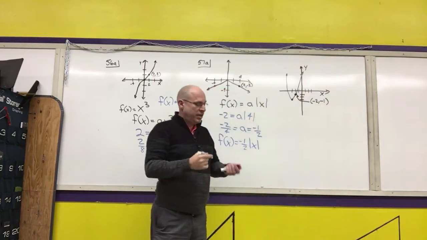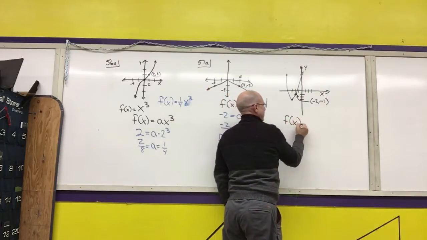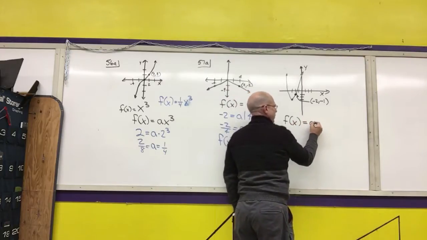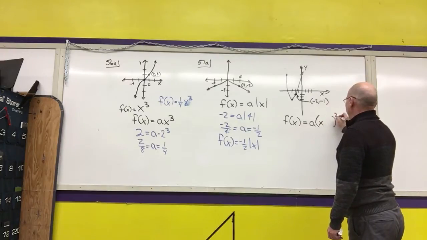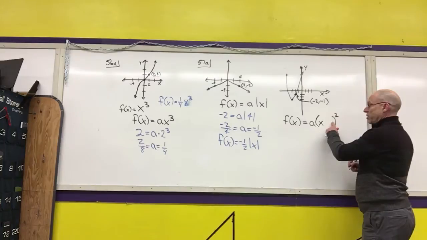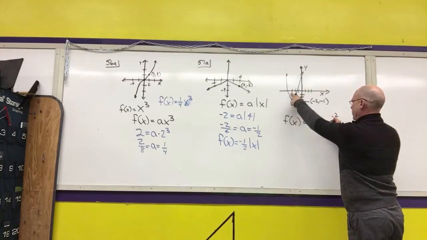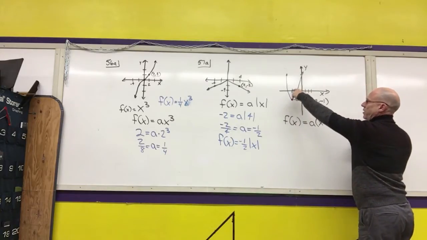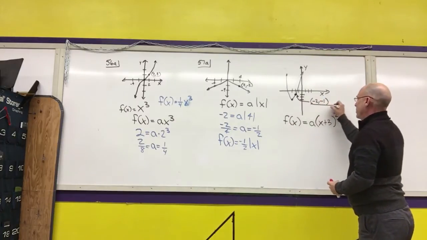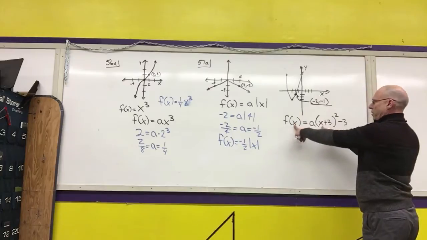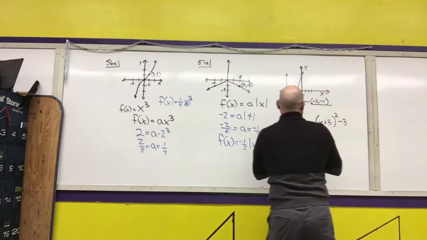So what I do is I write the generic form of my function. It's going to be f of x equals some sort of compression or stretching times something squared plus something. Let's figure out what these are going to be. I shifted 3 to the left, so that would be a +3 here. I shifted 3 down, so that would be a -3 here. I am now going to take this point, substitute it in for x and y, and that is going to allow me to get the a for this function.